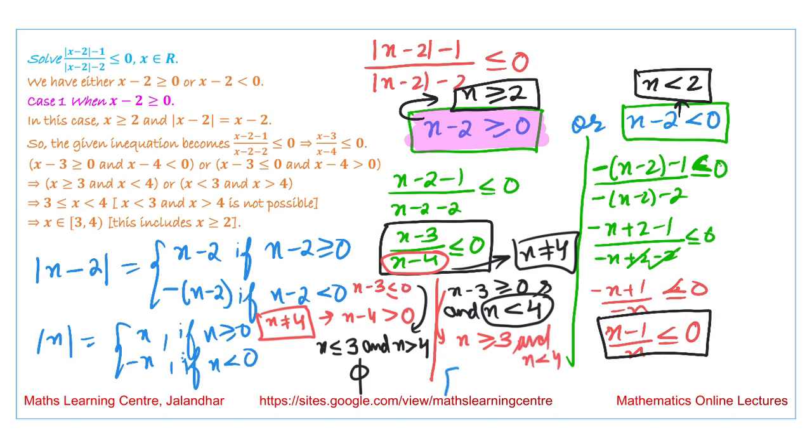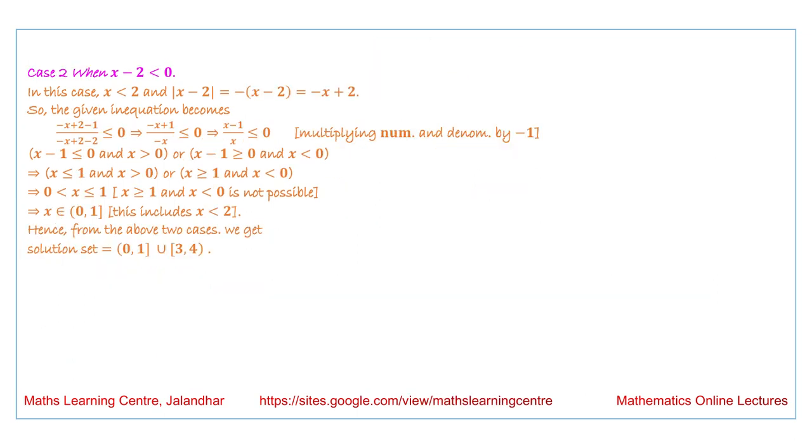So the solution set is closed at 3 and open at 4. Now this interval also satisfies the condition that x is greater than or equal to 2. So in this case the answer is that x belongs to the interval closed 3 to open 4. Coming to the second part, when we solve it, we have two conditions over here.